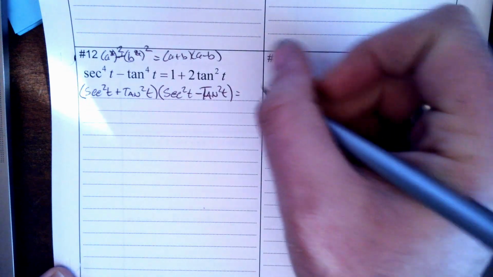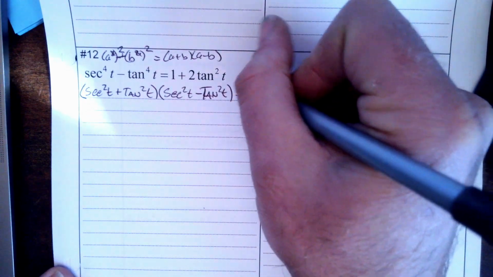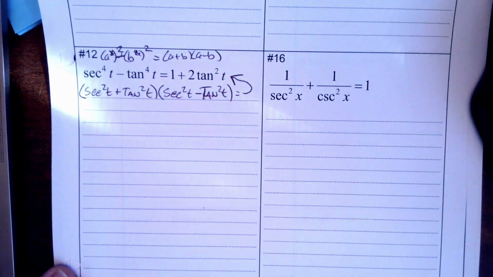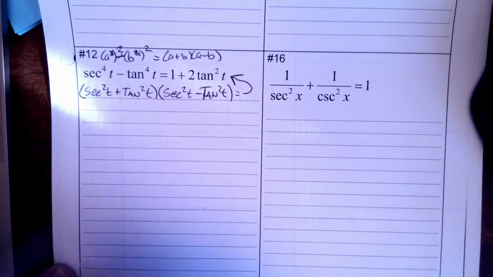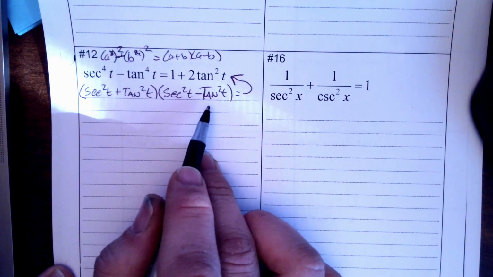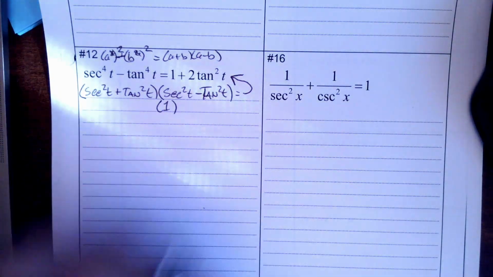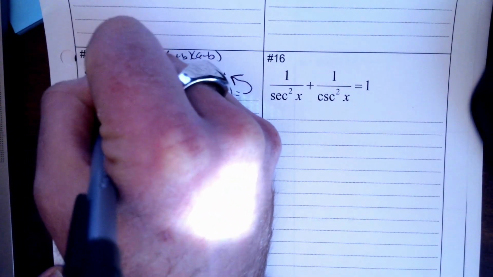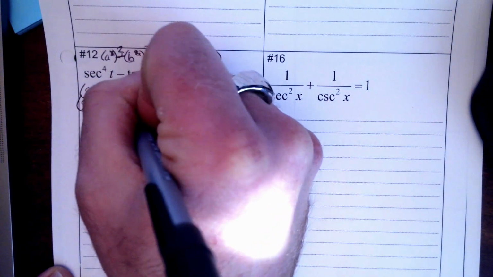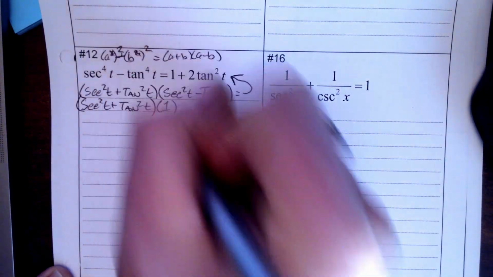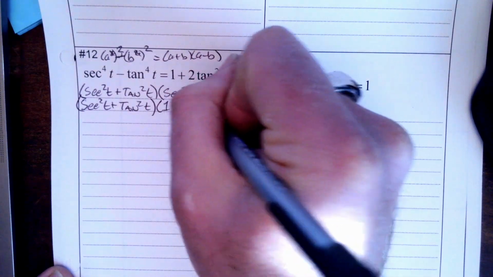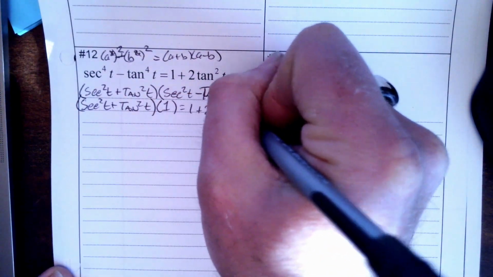equals, and I kind of ran out of space for right now, so I'm just going to say equals 1 plus 2 times the tangent squared of t. I will add that piece back in once I have space. So again, if we look at our trig identities, the secant squared of t minus the tangent squared of t really equals 1. So we have the secant squared of t plus the tangent squared of t times 1 equals 1 plus 2 times the tangent squared of t.